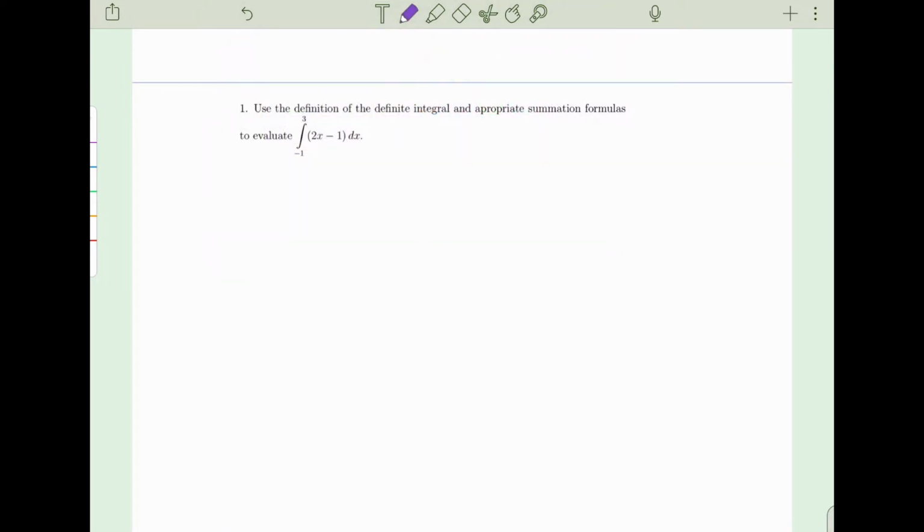We have the interval from -1 to 3, right? So I'm gonna set a equal to -1, and b is gonna equal 3, right? And so I have this delta x is gonna be equal to b minus a divided by n, because we want to have n subintervals. So that's gonna be 3 minus -1 over n, right? That is 4 over n.